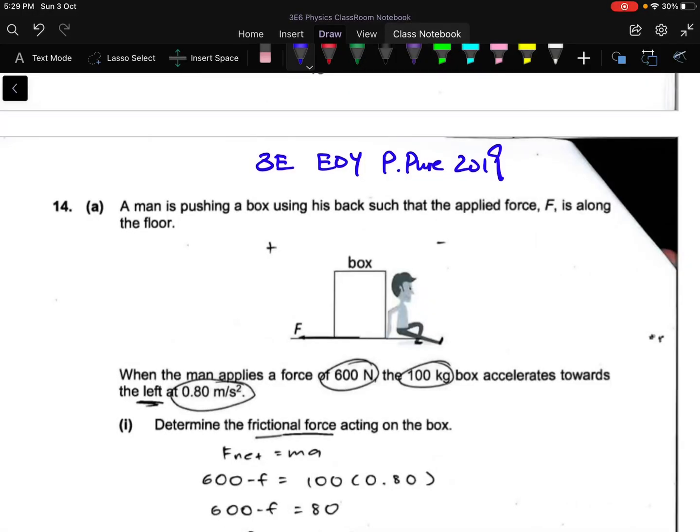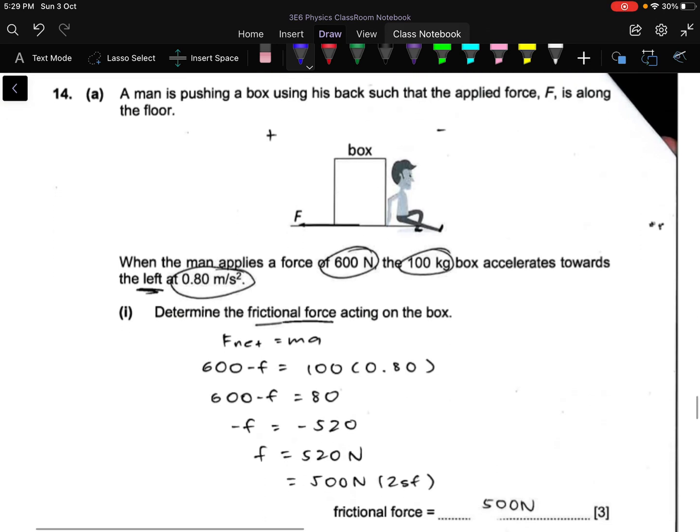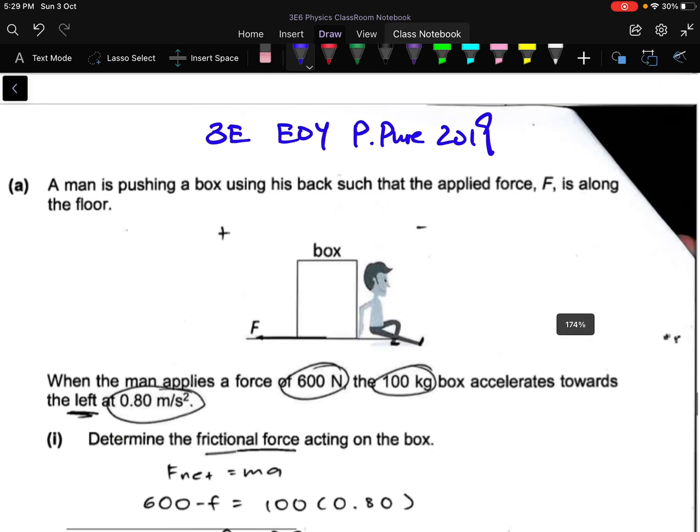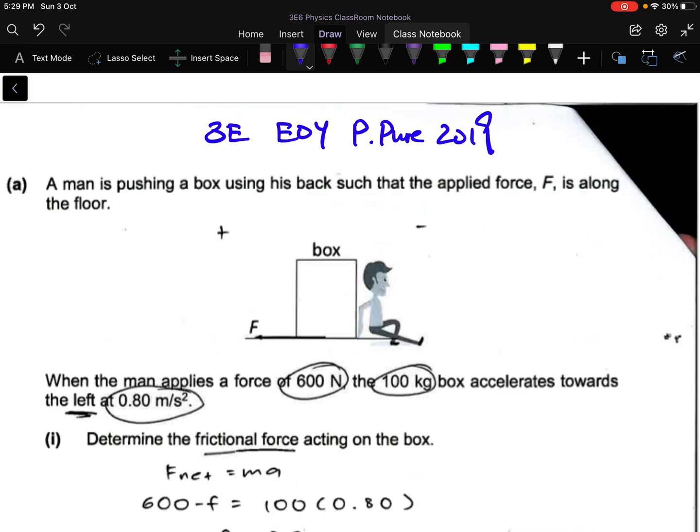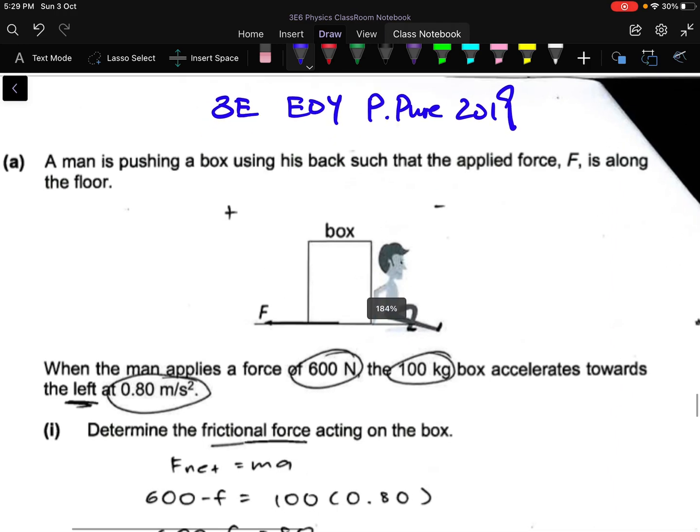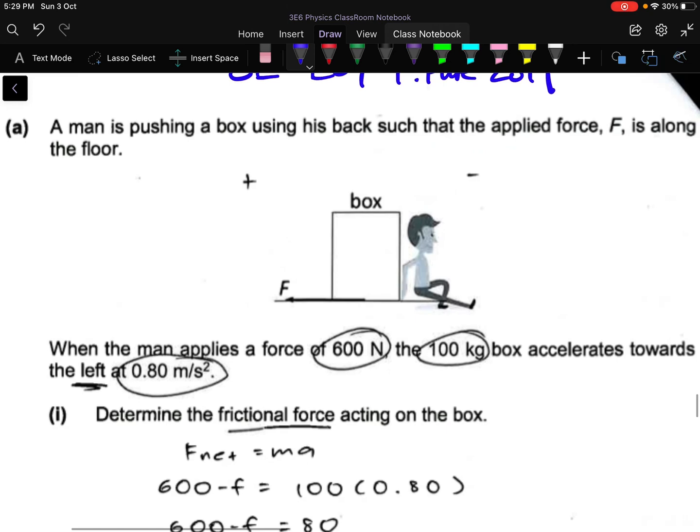So in this video, I'll be continuing with the 3E Pure Physics end of year 2019 paper. So this is question 14. Question 14 is about, I think, forces, moment, and kinematics. First of all, what I would always do when I'm faced with this kind of question is I would want to have all the numbers presented on the same diagram so that I can refer to it easily.